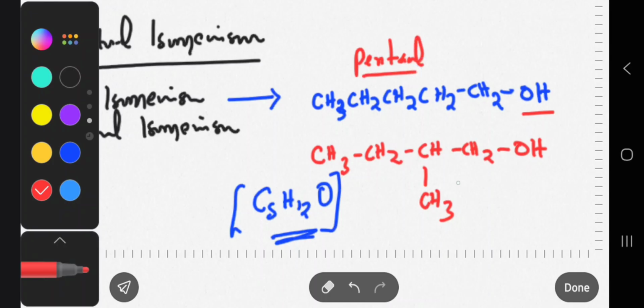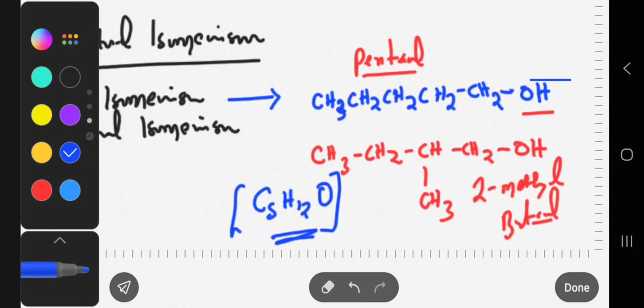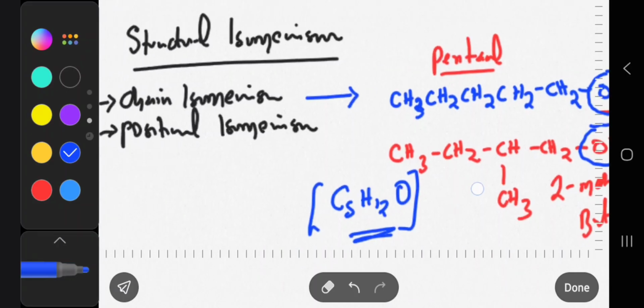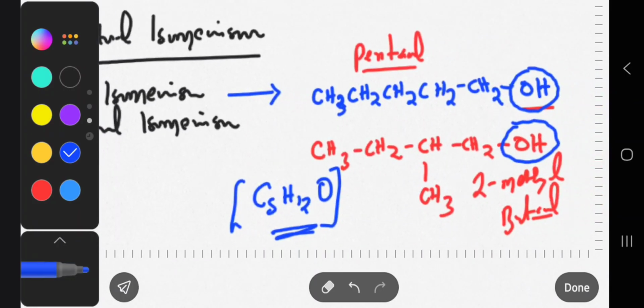which is a chain isomer of 2-methyl butanol. So this 2-methyl butanol is also an isomer of pentanol. Can you see that? Now, this chain isomerism is said to occur when their functional groups are at the same position. Can you see? The OH is at the terminal end. That says that this is a chain isomer because their functional groups are at the same position. That makes them chain isomers.